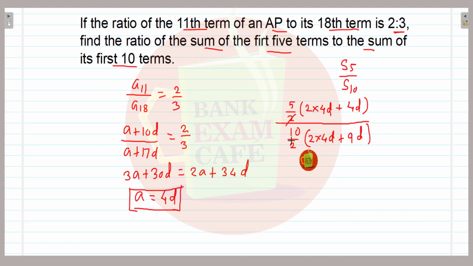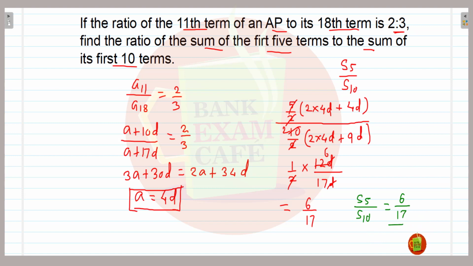So this 2 and 2 will get cancelled, 5 ones are 5, 5 twos are 10, so it will be 1 by 2. Here 4 twos are 8, 8 plus 4, that is 12d, multiplied by 12d upon 4 twos are 8d plus 9d, that will be 17d. So d and d will get cancelled, 2 ones are 2, 2 sixes are 12, which is equal to 6 by 17, and therefore friends, the ratio S5 by S10 is equal to 6 by 17.